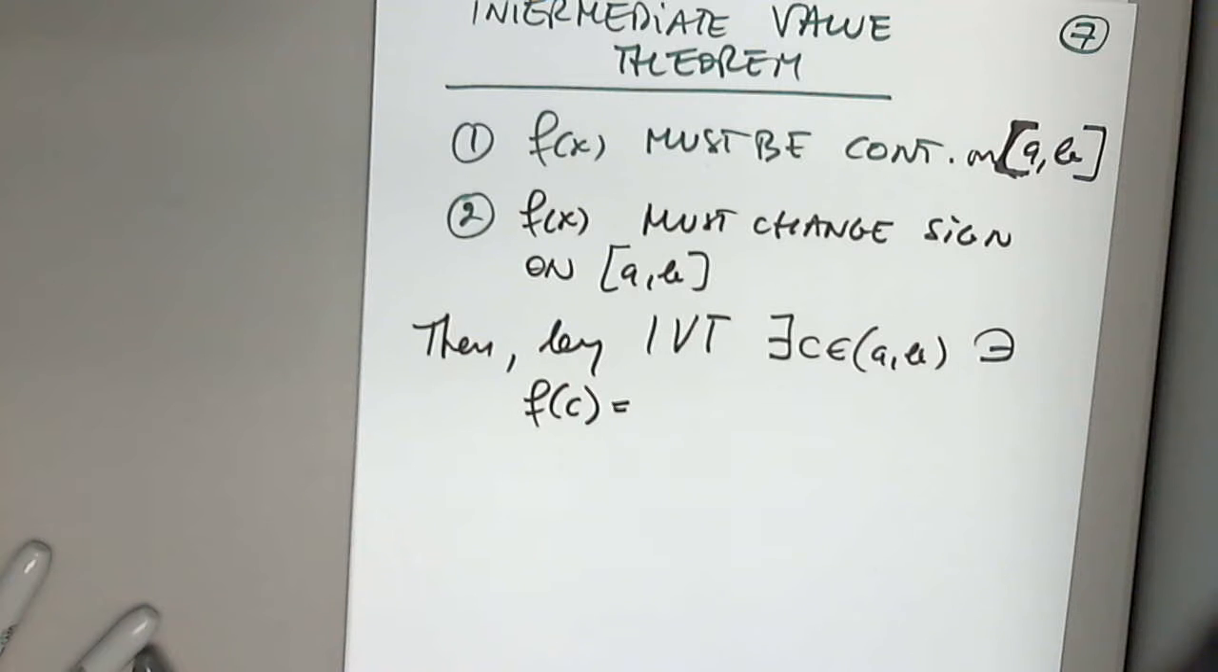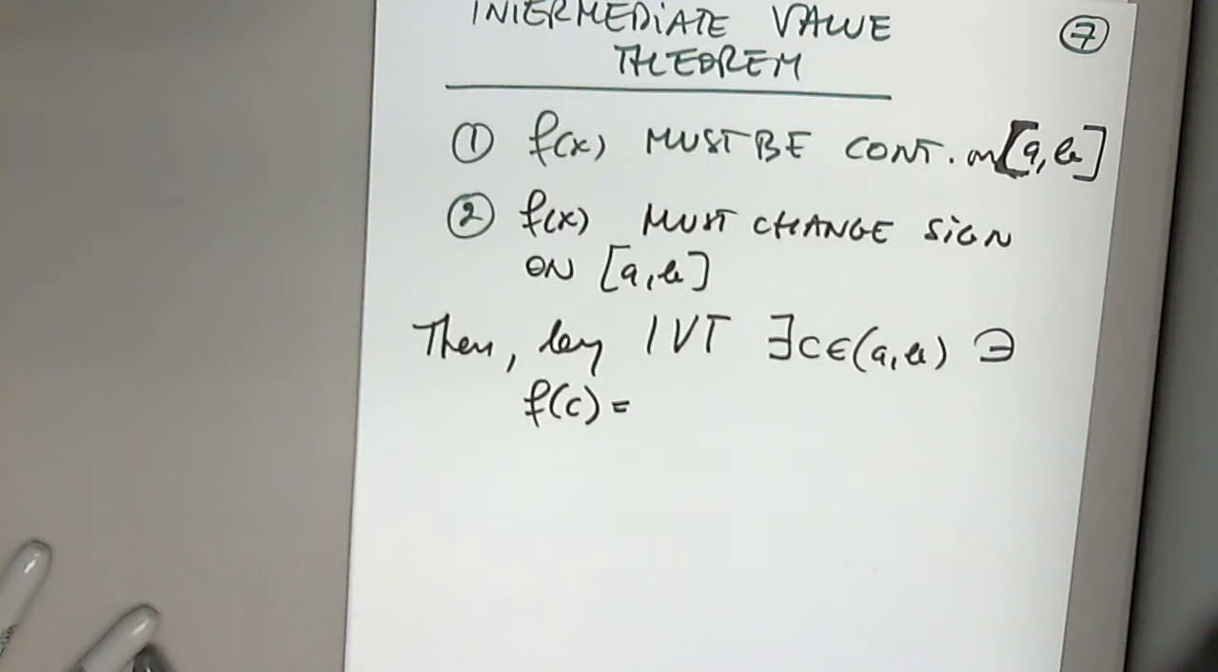So we are dealing with an interval, a comma b. And then, yes? Sorry, could you read again the last line? Then, by IVT, the intermediate value theorem, there exists a c in the open interval a comma b such that. This is the fourth symbol that I would like us to use if you want, such that.